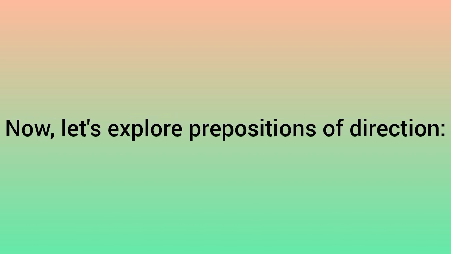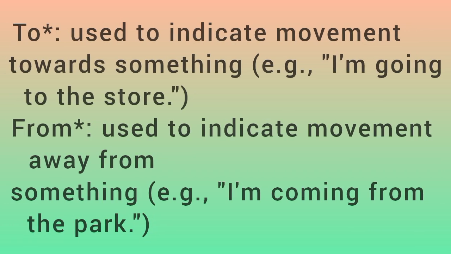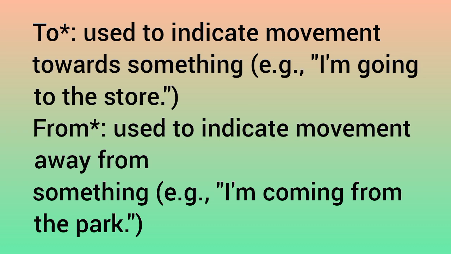Let's explore prepositions of direction now. To. To is used to indicate movement towards something. For example, I am going to the store. From. From is used to indicate movement away from something. For example, I am coming from the park.